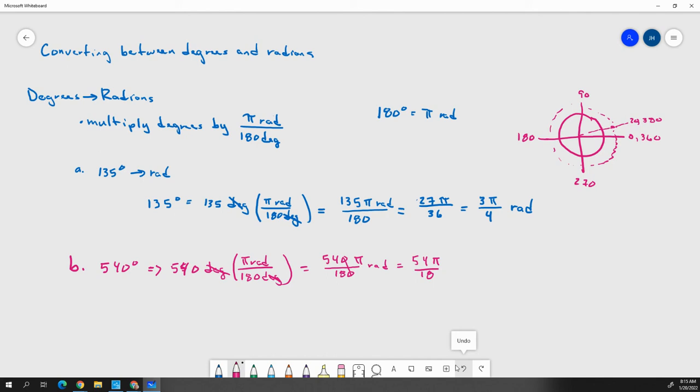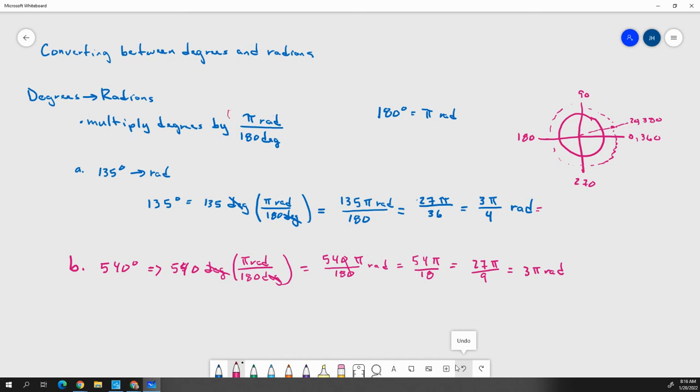So that's going to be 27 pi over 9. 27 divided by 9 is just 3, so we're just going to have 3 pi radians. So in terms of radians now, we just have 3 pi. So like I said, it's a fairly simple conversion, right? Going from degrees to radians.